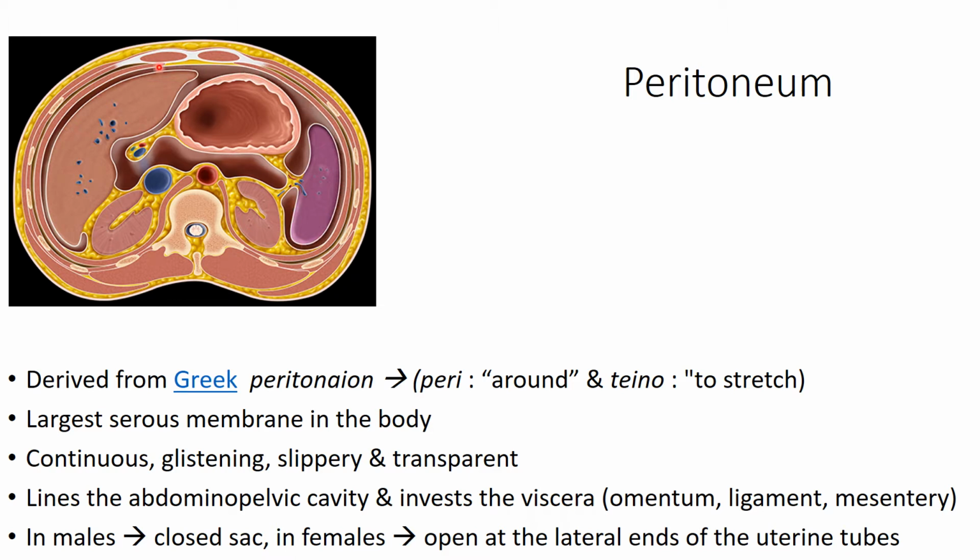And it is the largest serous membrane in the body, and it is a continuous membrane, as evident here. The one wrapping the abdominopelvic portion goes around the visceral portion to the organs and the gut tube, and then again comes to the portion of the wall, the abdominopelvic wall.